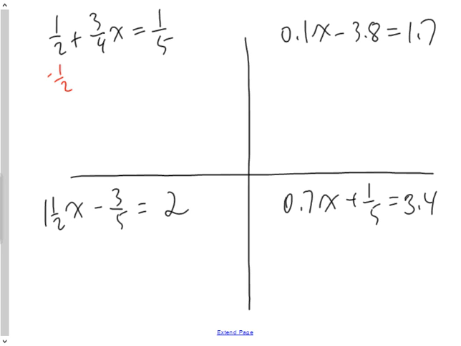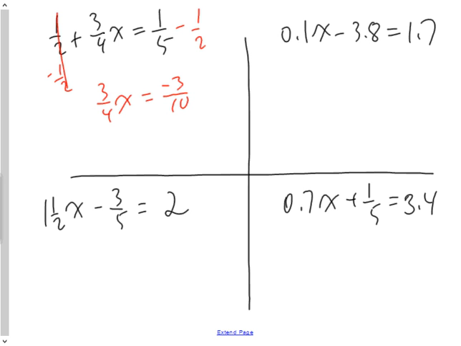So I'm going to do it the way that the majority of you probably did, which is to subtract 1/2 from both sides. So then you have 3/4 of a number equals whatever 1/5 take away a half is. Common denominator, equivalent fractions. 2/10 take away 5/10 is -3/10. So I'm going to write that down as -3/10.